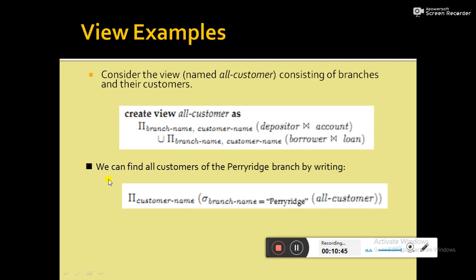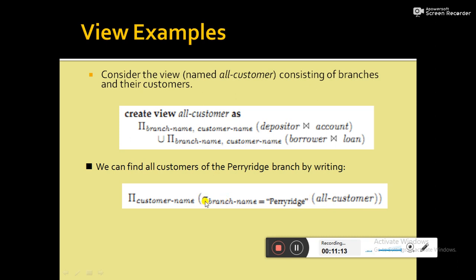Next, move on to the next example. We can execute the query with the help of this view. We can find the names of all the customers who belong to the Perryridge branch. So here I am using a view rather than using a relation. So all customer is a view.